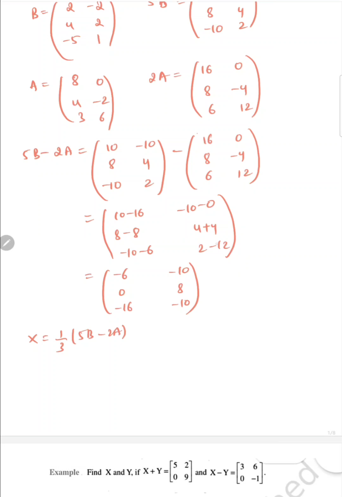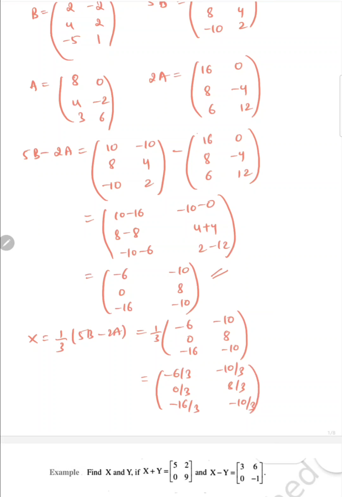Scalar multiplying 5B minus 2A with 1 by 3, multiplying each element with 1 by 3, we get minus 6 by 3, minus 10 by 3, 0 by 3, 8 by 3, minus 16 by 3, minus 10 by 3. If simplification is possible, we can do it, otherwise no need. So minus 6 by 3 means minus 2, minus 10 by 3 as it is, 0 by 3 means 0, 8 by 3, minus 16 by 3 and minus 10 by 3 as they are. This is how we can find the X value.